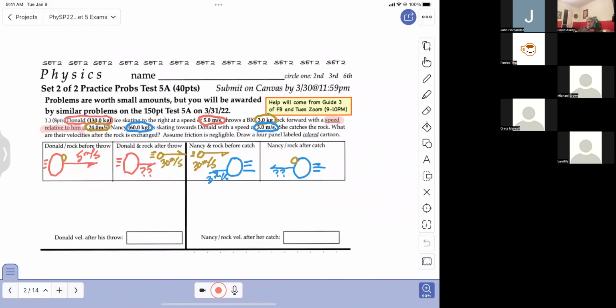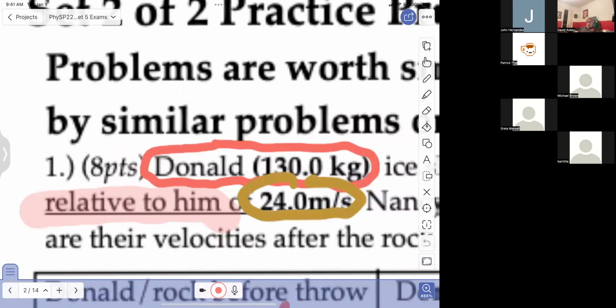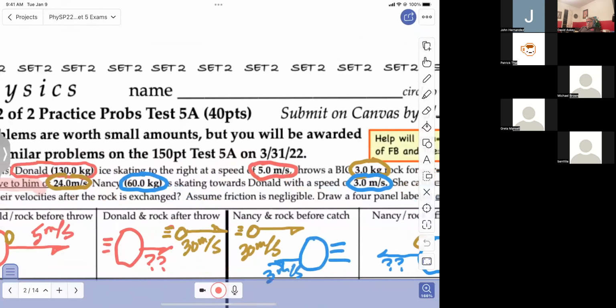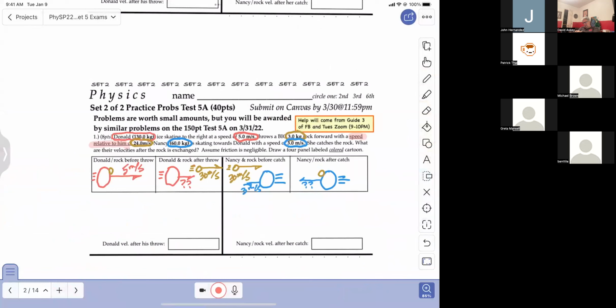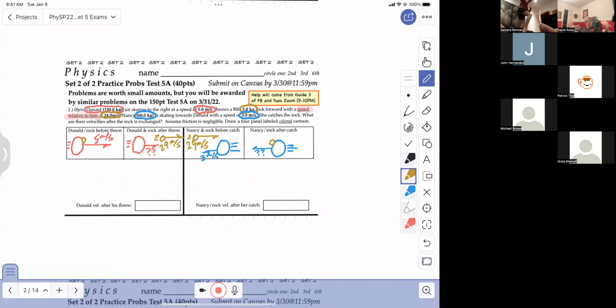Okay, so here's my second step. Now I go in and I put in the numbers. All right, but notice that relative to him, the speed of the rock is 24 meters a second. But he was moving at 5 meters a second. So I fixed that. Hold on. This is fixed in the equations, but that should be 29. I changed that number, 29. So 24 plus 5. So 29 meters a second is how fast that rock's going relative to the ground.